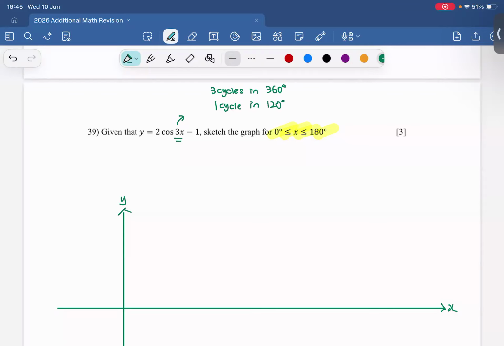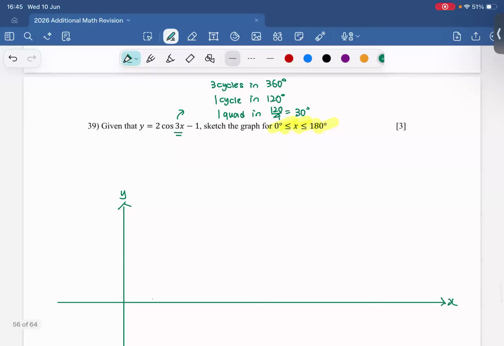You must know that in trigo, one cycle has 4 quadrants. So one quadrant will be 120 divided by 4. So each quadrant is 30 degrees. So now I'm going to put the quadrants into my axis. So every interval of 30 degrees: 30, 60, 90, 120, 150, 180. You stop at 180. Why? Because here until 180 only.